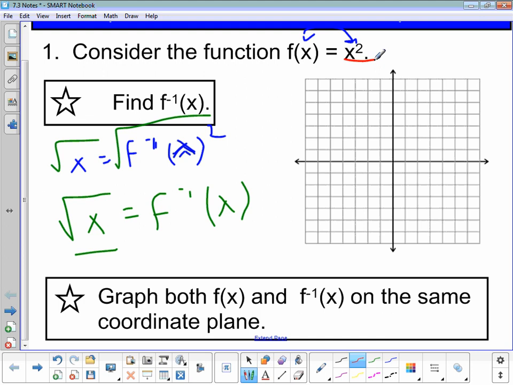If I graph x squared, I end up with a parabola, and most of us are familiar with parabolas. We remember what they look like. I'd have an opening up parabola here. I'd have points at 1, 1, and 2, 4, and I can just put my points on the coordinate plane there and have a parabola that opens up like this.